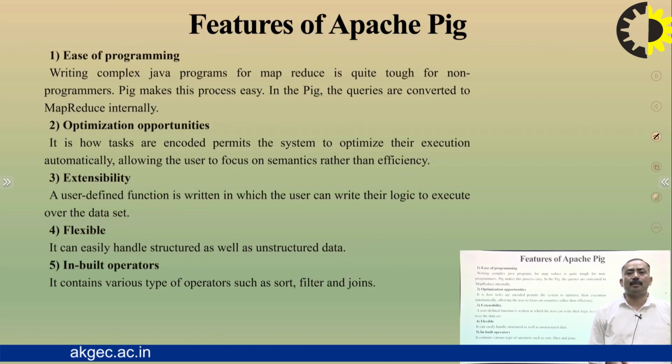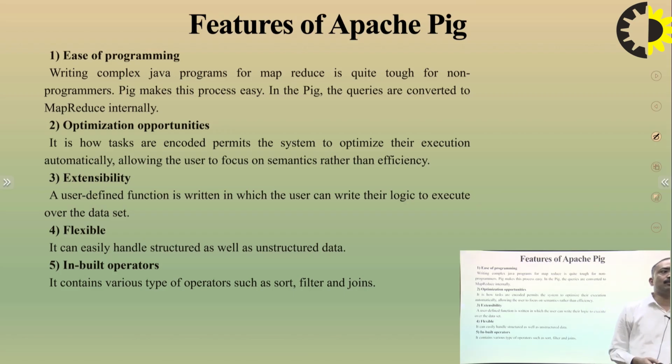These are the features of Apache Pig. Some of the features of Pig are ease of programming, optimizing opportunities, extensibility, flexibility, and inbuilt operators. So these are the five features of Apache Pig. With the help of these features, we can scale our code, we can optimize our scripts, and we can easily write complex Java programs for MapReduce quite easily.